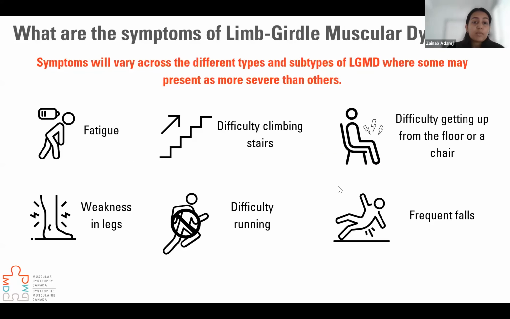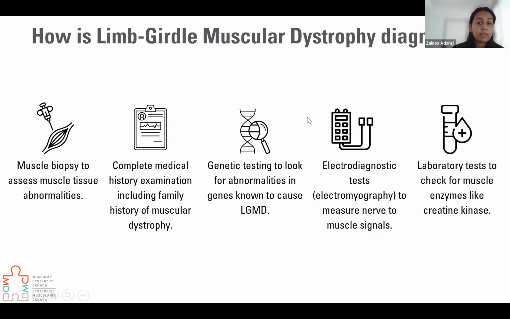There are a number of symptoms that affect those with limb-girdle muscular dystrophy and will vary across the different types and subtypes, where some may present with more severe symptoms compared to others. And we have a list of symptoms on the slide that are commonly reported in those with LGMD. Next slide, please. And limb-girdle muscular dystrophy is diagnosed through a variety of tests where genetic testing is ideal, but it is commonly diagnosed through muscle biopsies in most cases. Next slide, please.